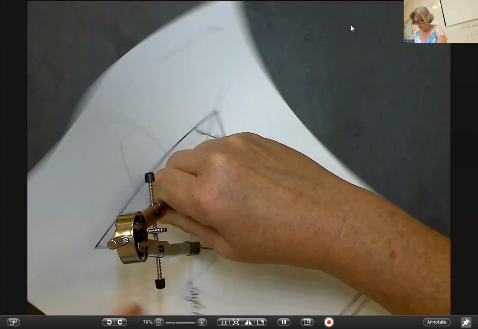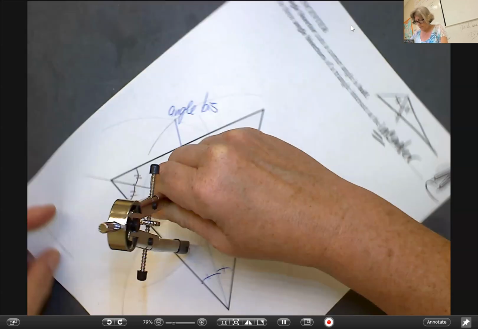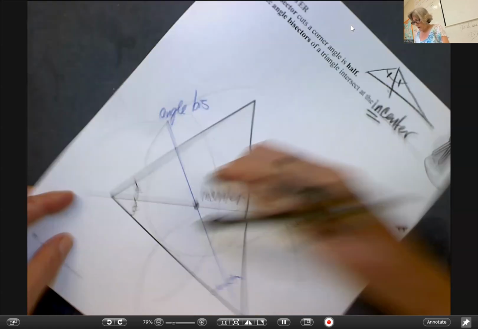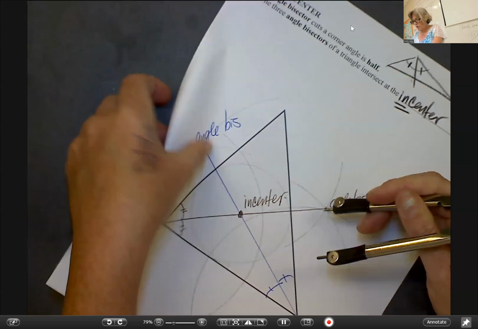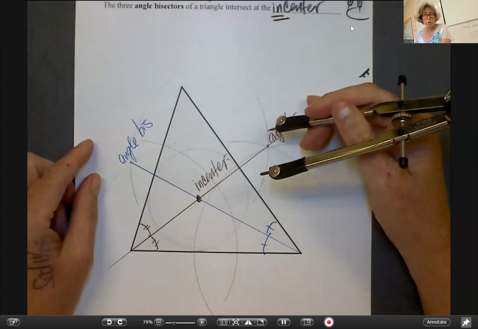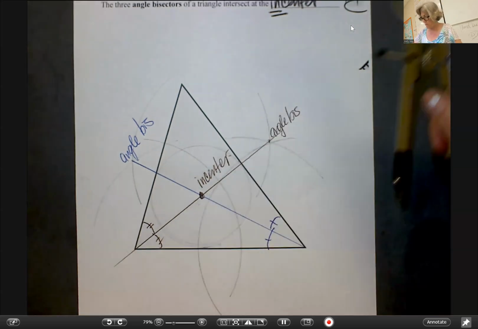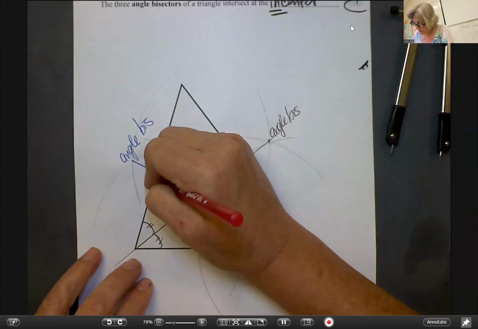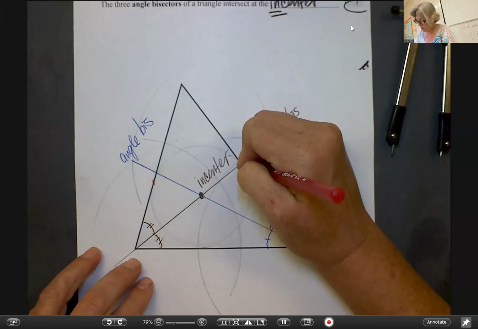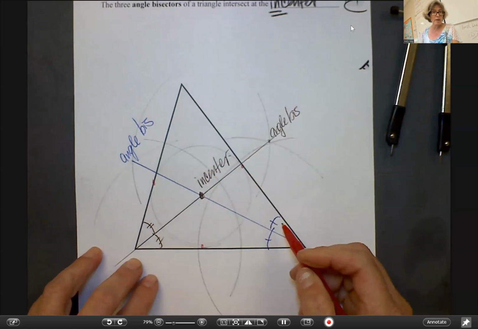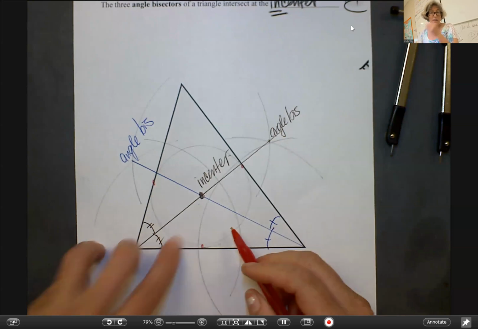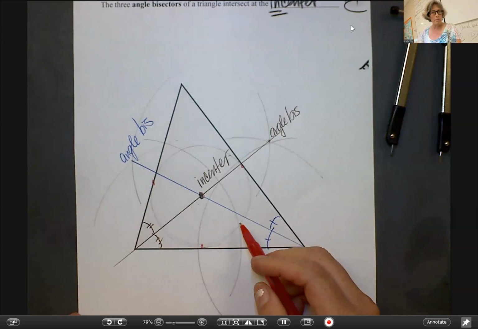Ooh, I think I got this done. Yep, very nice. And if you've done this correctly, you're going to have a circle perfectly inscribed. It means drawn inside. And it's going to be tangent or touching all three sides right on the side exactly. So we have inscribed.